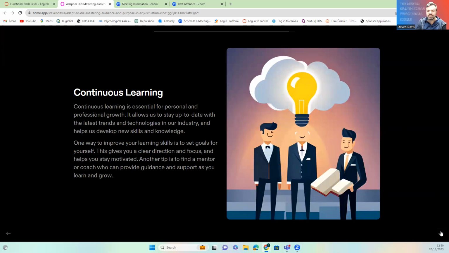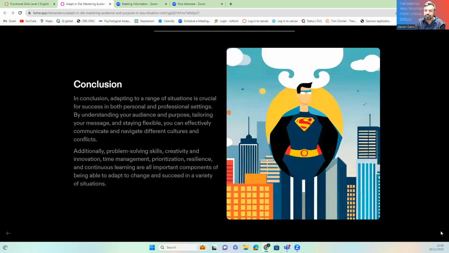Furthermore, we talked about continual learning. It's essential for personal and professional growth, to keep us up to date with the latest trends and technology within our industry and help us develop new skills and knowledge. One way to improve learning skills is to set goals for yourself, which give you clear direction and focus to help you stay motivated. Another tip is to find a mentor or a coach who can provide guidance and support through learning and growing.